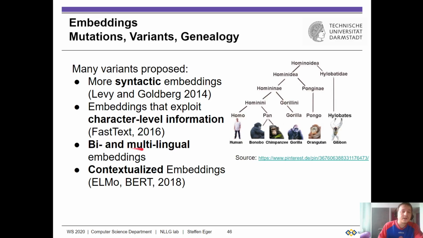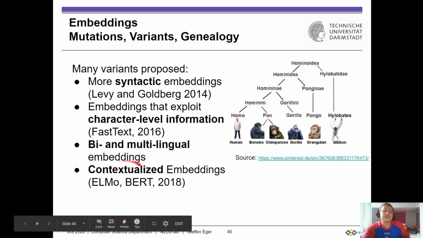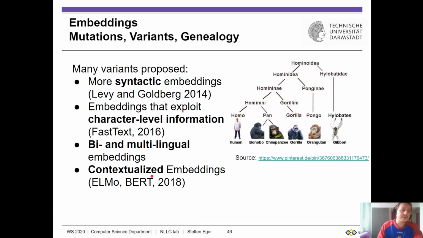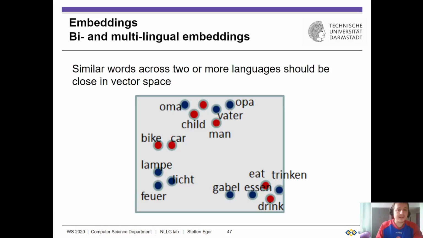We also have multilingual embeddings. So these model words in different languages in the same vector space. So that's also something very cool. So we have German and English in the same vector space, so that words that are translations of each other are also close to each other in the vector space. And finally, the coolest thing that we have nowadays are those contextualized embeddings that I will talk about in just a short while.